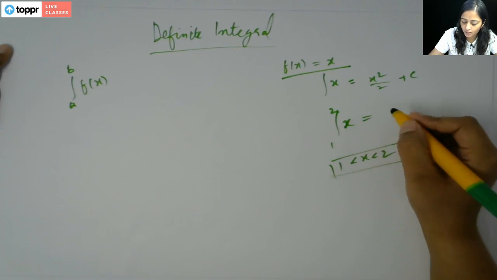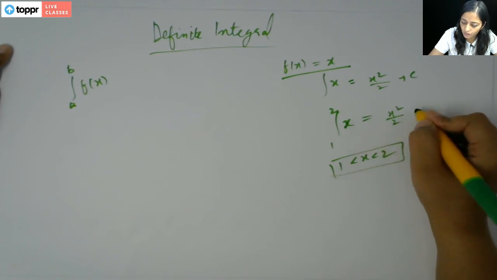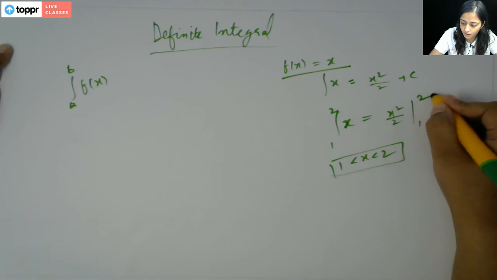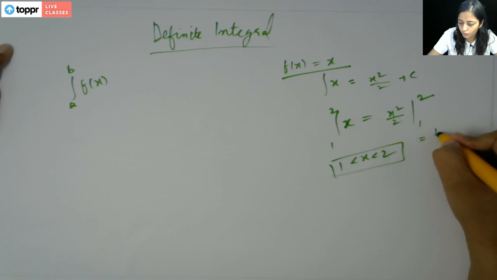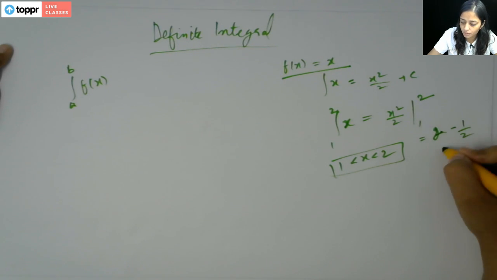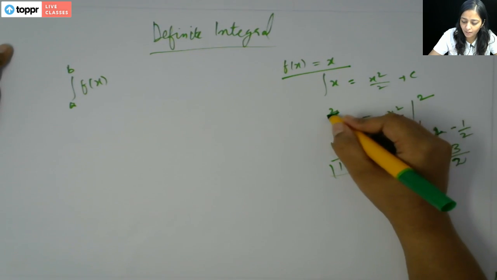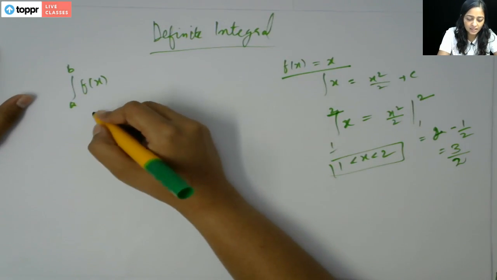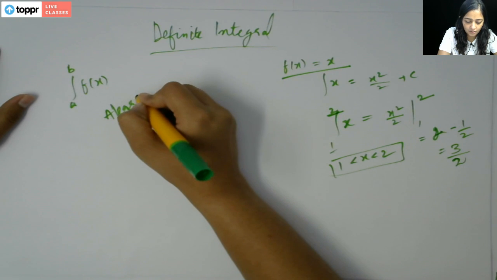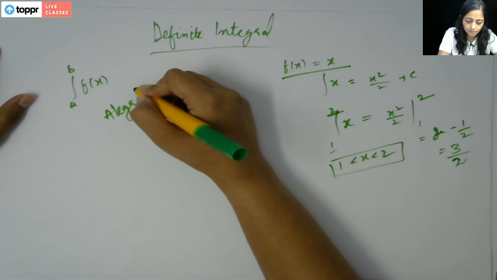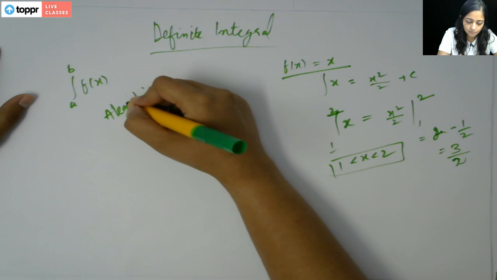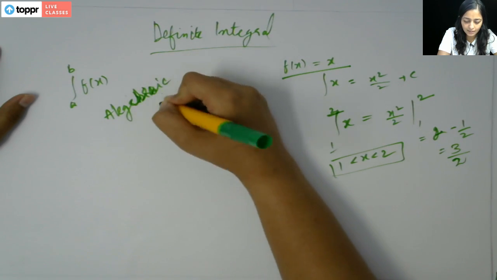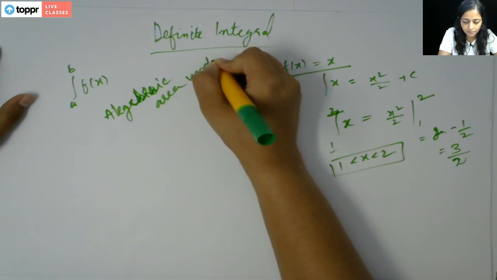So then the integration would be x square by 2, and we have to substitute the limits from 1 to 2. So it's 2 square by 2, which is 2, and 1 square by 2 is 1 by 2. So it's basically 3 by 2. So in a definite integral we have an upper limit and a lower limit. It can also be considered as an algebraic area under curve.